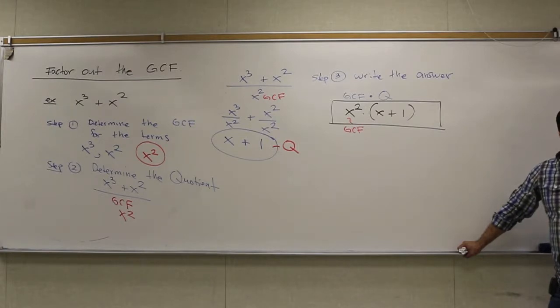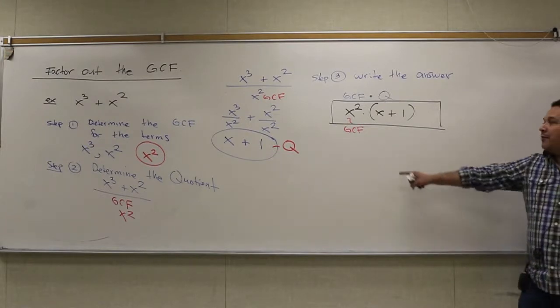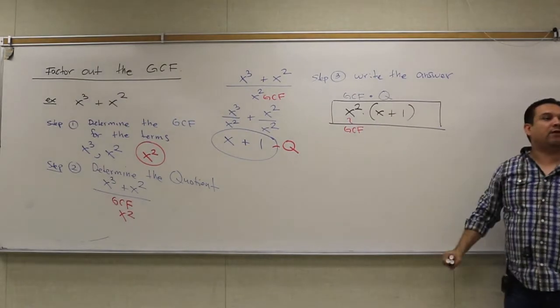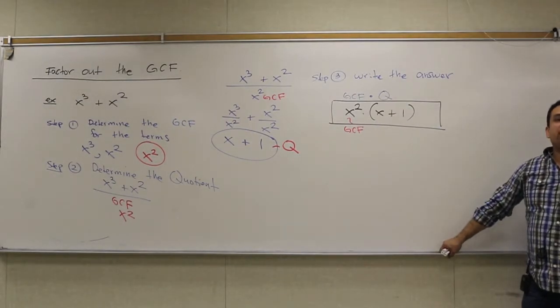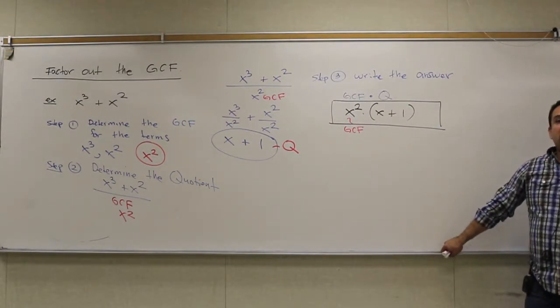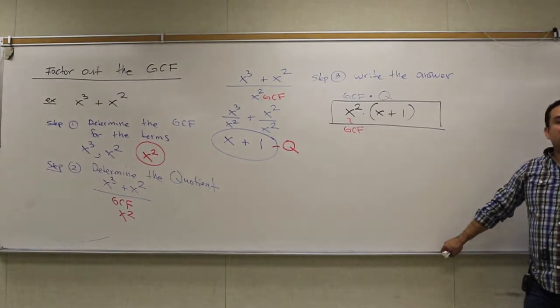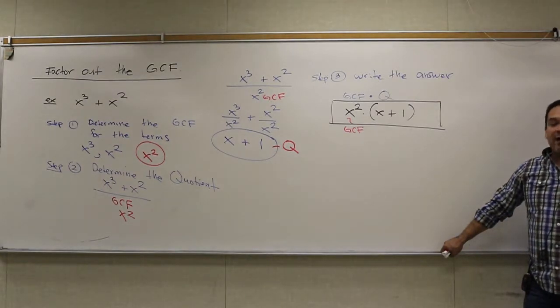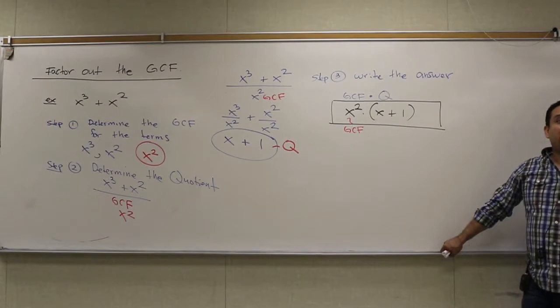Just write x squared for the GCF. That's x squared, yeah. And then find your quotient. And once you already have the greatest common factor and your quotient, you're done. That's the procedure for factoring out the greatest common factor. So how many problems do you do to make it stick? Enough. And how many might be enough? 10, 20, 30, 40. Everybody is different.